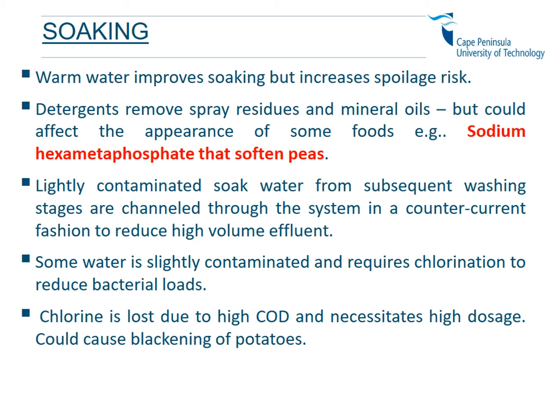Detergents are used to remove spray residues and mineral oils, but they could also affect the appearance of food. For example, in the processing of peas, they use sodium hexametaphosphate. This then ends up softening the peas. Lightly contaminated soak water from subsequent washing stages can also be channeled through what we call a countercurrent system to reduce the high volume of wastewater or effluent. So some water is slightly contaminated and therefore it requires chlorination to reduce the bacterial load.